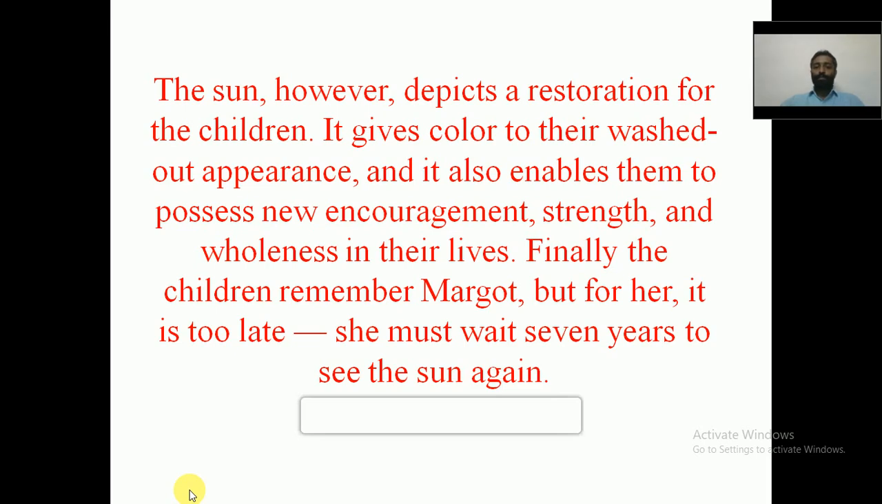After experiencing the sun, they understood there were changes in their characters. They got good qualities, which means they possessed new encouragement, strength and wholeness in their life. So that is how the children were before they experienced the sun, and what changes happened after experiencing it. But Margaret has to wait again, 7 years, to see the sun again.